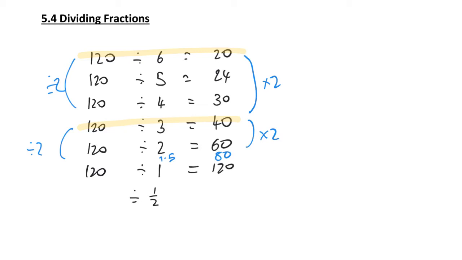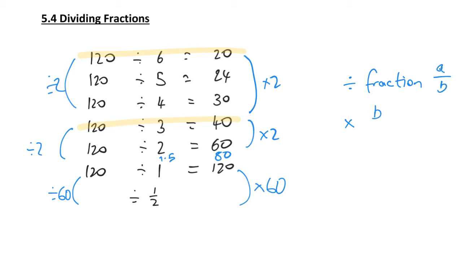So if we went from 120 divided by 1 equals 120, well, let's say we divided this by 6. That would mean the answer would be multiplied by 6. If we divided it by 60, then the answer would be multiplied by 60. And this brings us to an important result. Basically, whenever we divide by a fraction, that's the same as multiplying by the fraction turned upside down. So if our original fraction was a over b, then we'd be multiplying by the fraction b over a.